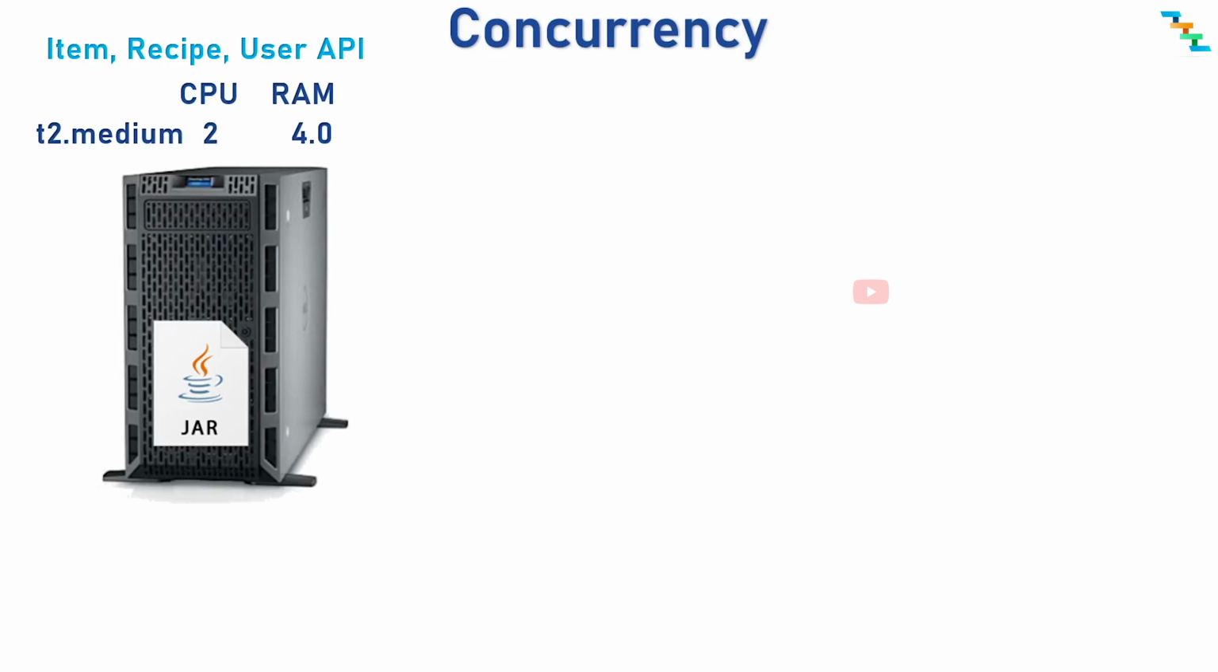Let's say you are using AWS EC2 instances. Upgrading from T2 small to T2 medium with 2 CPU and 4 GB RAM. If the request increases further, you need to upgrade to T2 large with 2 CPU and 8 GB RAM. If still not sufficient, then you need to upgrade to the next bigger instance, T2 xlarge, with 4 CPU and 16 GB RAM. This is vertical scaling.